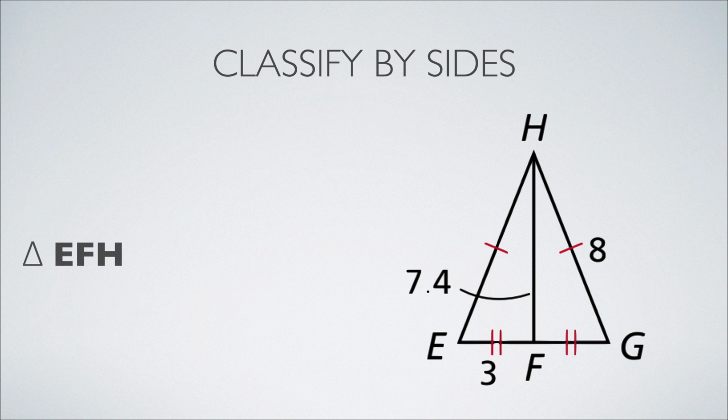Now let's talk about our next one. This is EFH. So this triangle right here. Well, we've already established this is 3, this is 8, but this is 7.4, meaning all of our lines are different, so this would be scalene.